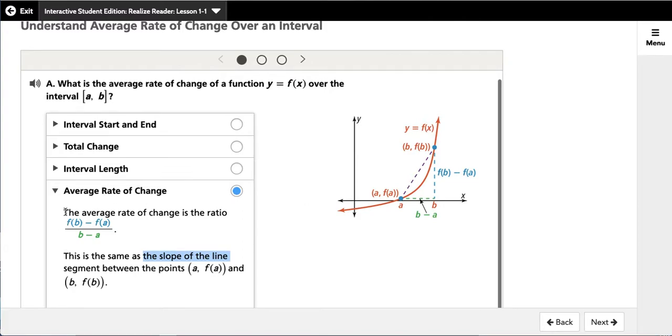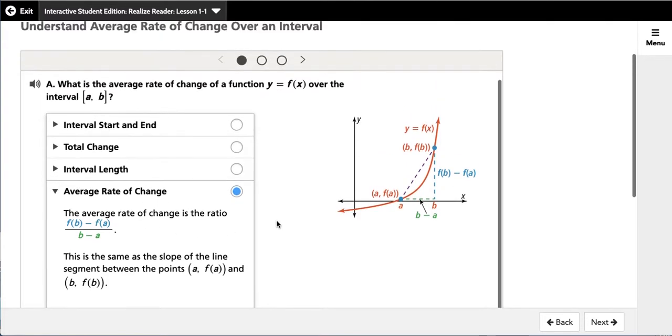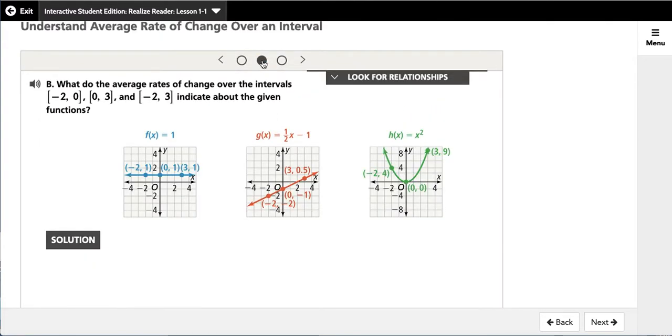Doesn't this look like the slope formula? I don't know if I can highlight the whole thing. That makes it a little worse, but doesn't that look like the slope formula? And that's what we have, the y minus y value over the x minus x value. So let's apply that to these three graphs.